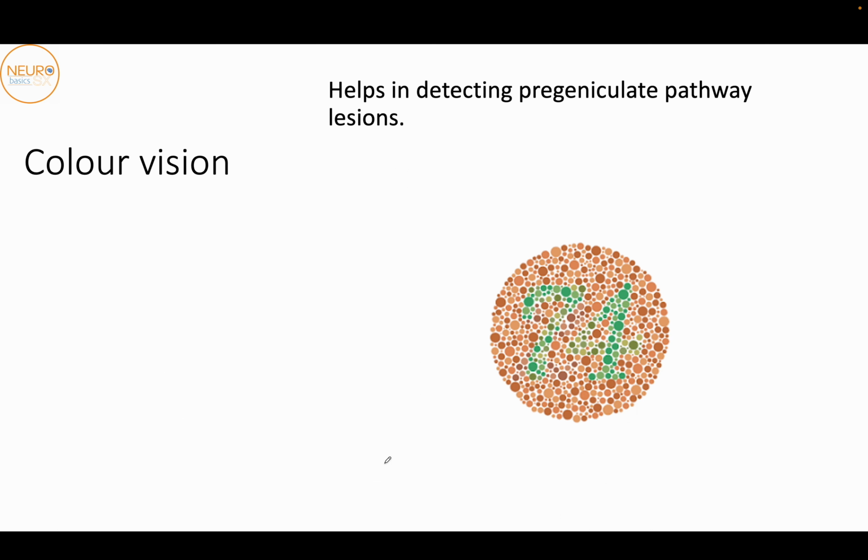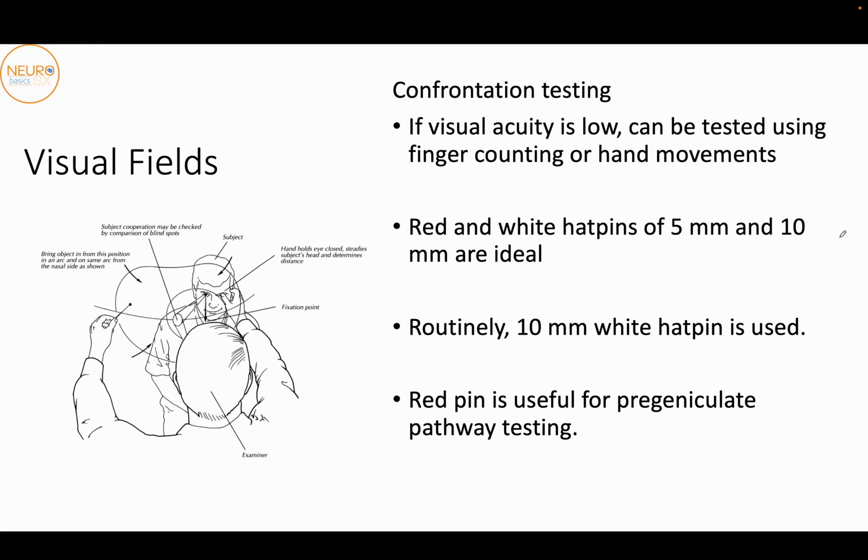The second thing is that you can check color vision, which is done with the Ishihara charts. An important thing to remember about color vision is that if it is affected, either your macula, the optic disc, or the optic nerve is affected. Any lesions beyond the geniculate body are not really going to affect color vision.